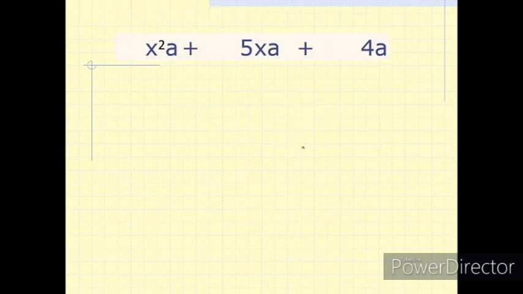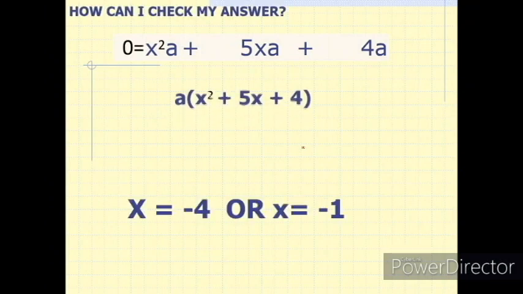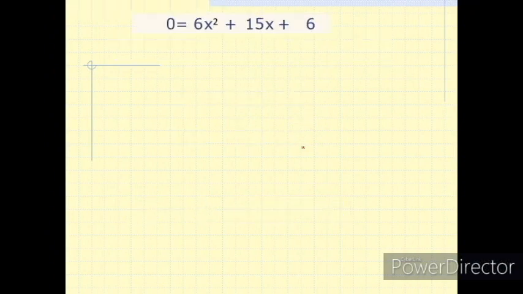So with this one here, is there something I can take out of all 3 terms? I have no numbers. They don't all have x's. They all do have an a. So I can take an a out. Which gives me x squared plus 5x plus 4, which is the same as the last one, which means I've got a brackets x plus 4 and x plus 1. So my 2 solutions for x are minus 4 and minus 1. I don't care what a is, because in both of these situations, one of these brackets equals 0, so a could be anything. I can't solve for a. It could be any number I want.